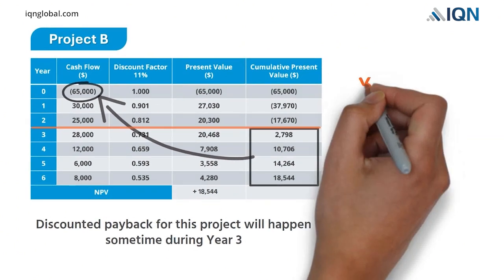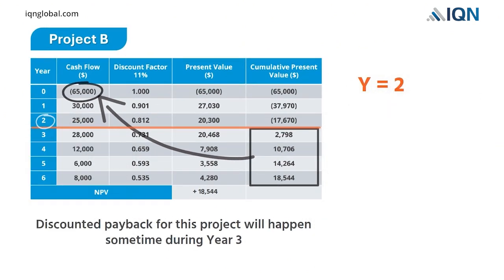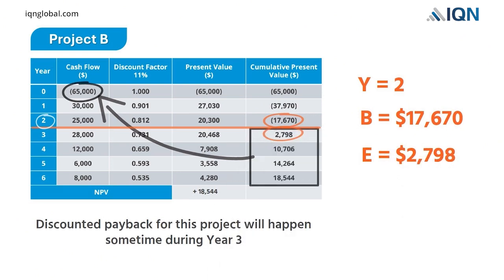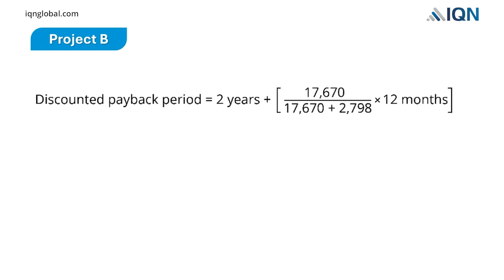For Project B, Y is 2, because this is the year immediately before payback. B is the cumulative cash flow, which is $17,670, found at the beginning of the payback year, ignoring negative value. E is the cumulative cash flow, which is $2,798, found at the end of the payback year. So, discounted payback period equals 2 years plus $17,670 divided by sum of $17,670 and $2,798, then multiplied by 12 months. This gives a discounted payback period of 2 years and 10 months.